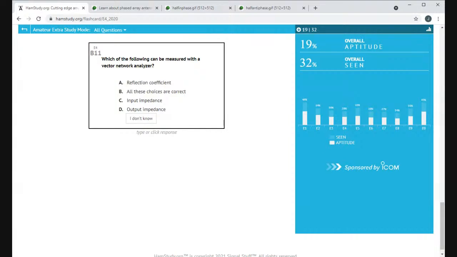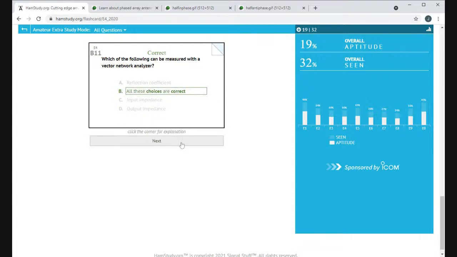Which of the following can be measured with a vector network analyzer? A, reflection coefficient. B, all these answers are correct. C, input impedance. D, output impedance. I'm going to guess all these answers are correct, and that is the correct answer.